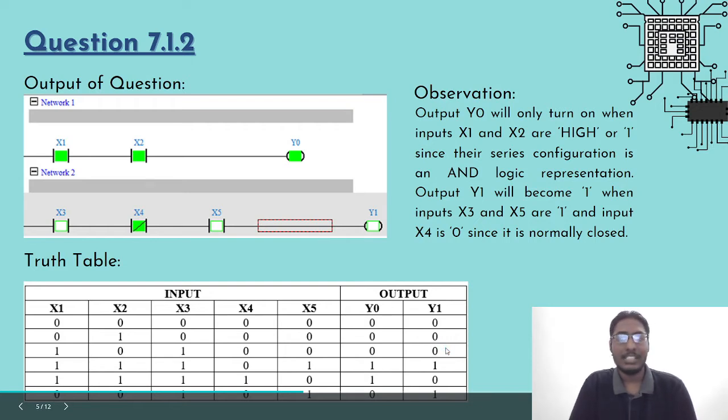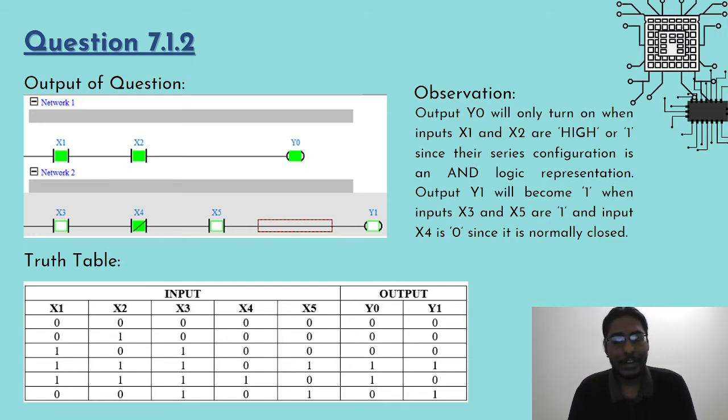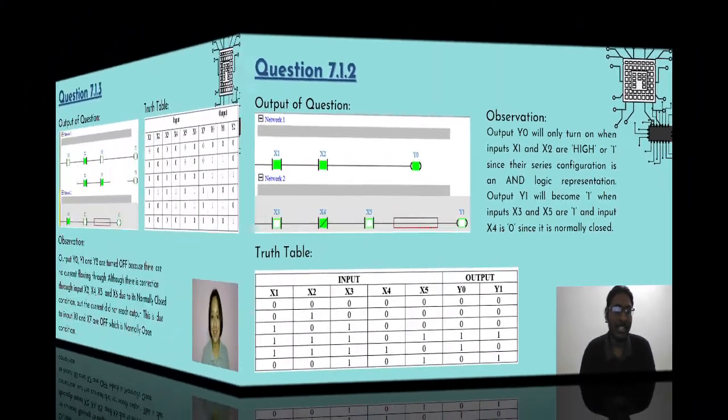So from this, we can see that output y0 will only turn on when inputs x1 and x2 are high, or 1, since their series configuration is an AND logic representation. For output y1, it will become 1 when inputs x3 and x5 are 1 and input x4 is 0, since it is a normally closed contact.